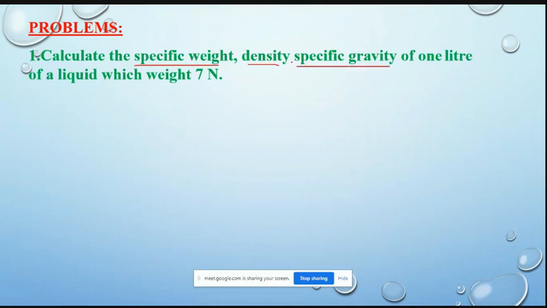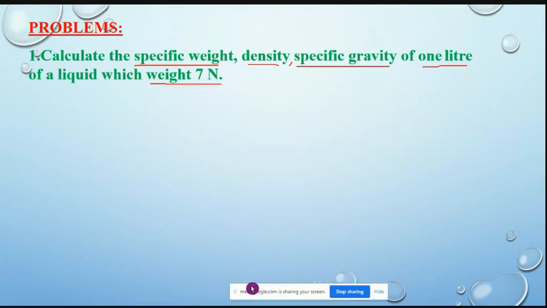So here you can use a comma. Okay. Of 1 liter of liquid which weighs 7 Newton. So we have to find three data, and we are having two given data. Okay, so you can start writing this problem. So the given data.